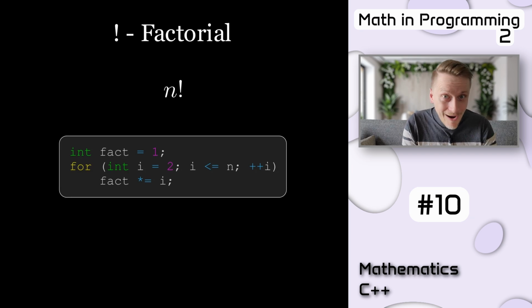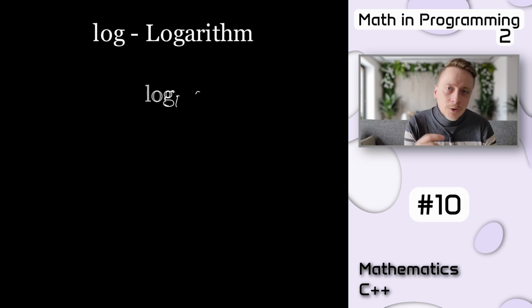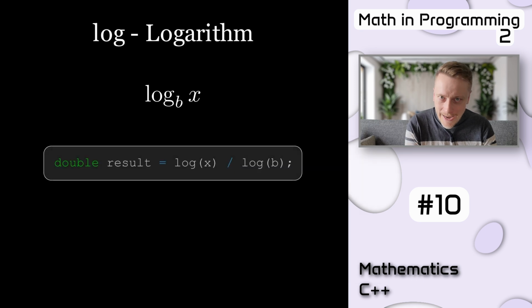Last for today, the logarithm. It answers the question: to what power must we raise b to get x? In C++ and other languages, we often use the natural logarithm and change the base using the formula log base b of x equals ln x divided by ln b. Logarithms are essential in analyzing algorithms such as binary search with O(log n) complexity, in audio engineering for measuring sound intensity in decibels, and in the Richter scale for earthquakes. In computer graphics, logarithms play a key role in tone mapping and exposure adjustment.